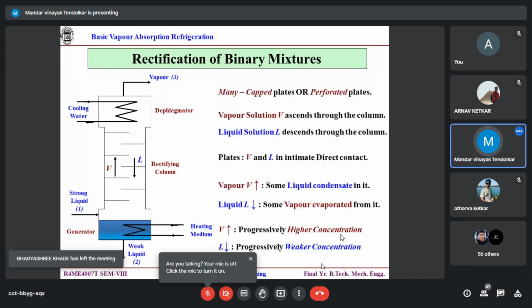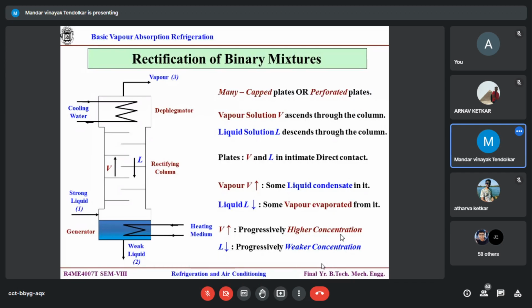Pieces of the liquid get condensed out. Correct? Is the connection there or gone? Yes, sir. Can you see the slide? Yes.